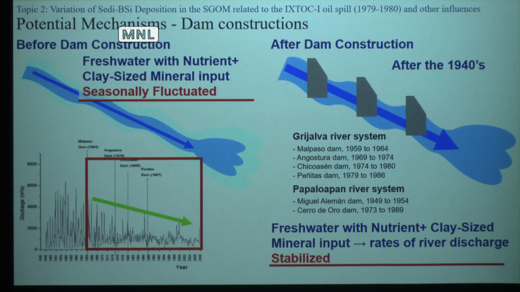As the dam construction influences the river discharge rate and the nutrient input, sedimentary biogenic silica and primary productivity in the southern Gulf of Mexico are also expected to be altered after the dam construction. And also the effect of the dam construction is applied differently depending on location. So I will talk about this.